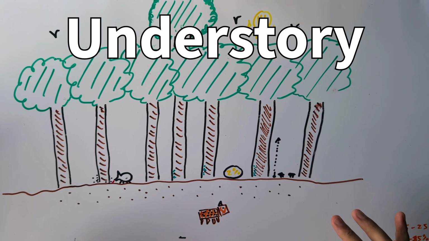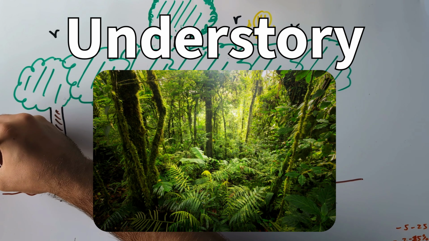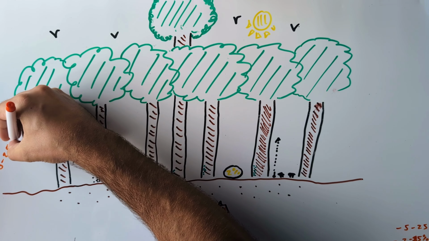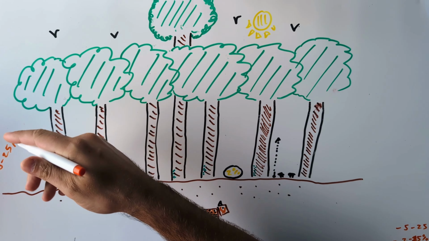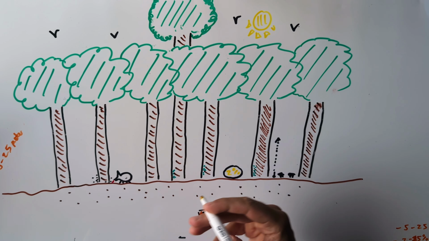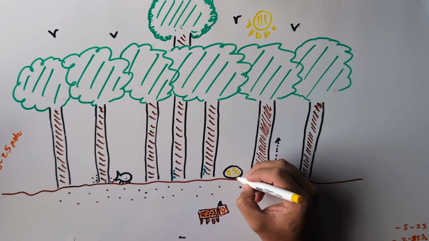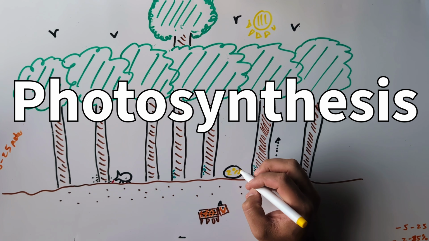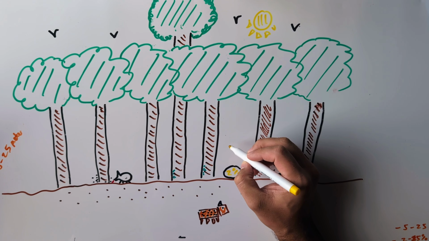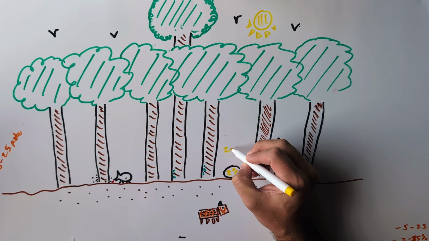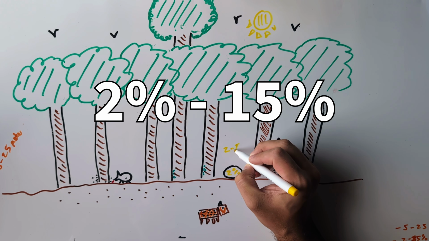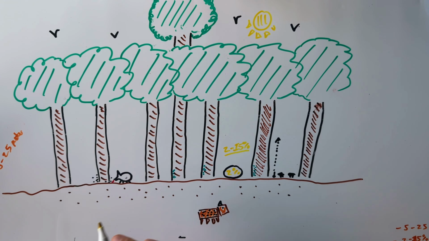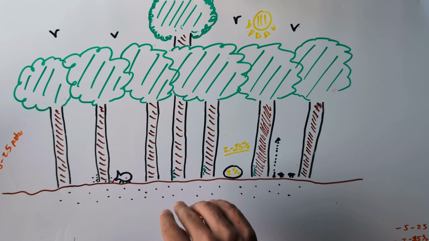Okay, so let's look at the understory. The understory generally is considered to be about 5 to 25 meters above the forest floor. Staying with that idea of, well, how much solar radiation does it receive? Because again, this dictates how much photosynthesis can take place. We find about 2 to 15% of the total sunlight that hits our rainforest actually reaches this layer.